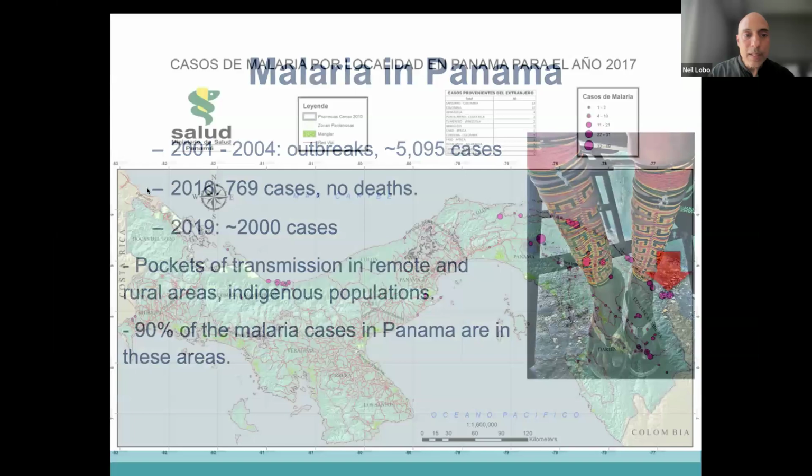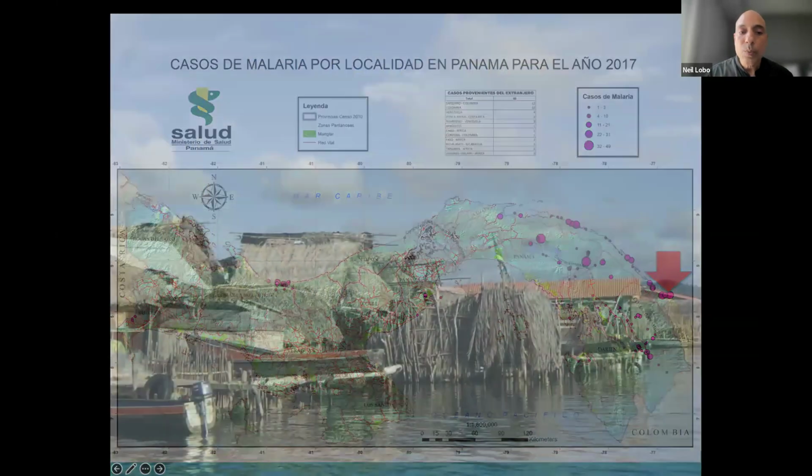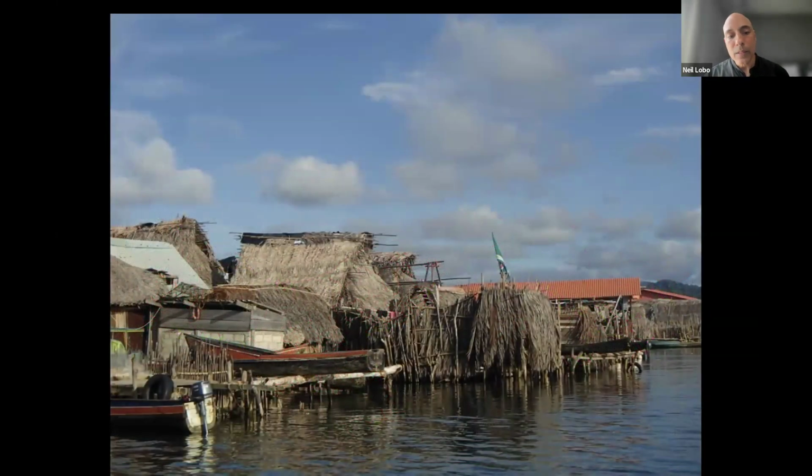And if you look at Panama, this is the country of Panama in green. The pink dots represent where malaria is, and where the red arrow is where we conducted this study, in this area that had Guna populations. The population was called Guna. This is what their houses look like. This is close to the water.